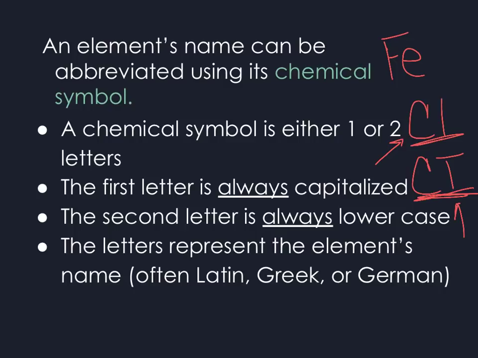Most of the time you'll notice that these letters are close to the name in English, but sometimes, like with iron, iron does not have Fe in it, but it comes from the term ferrous, which is, I believe, Latin, possibly Greek, I don't remember. But there are Greek or Latin terms, or sometimes German terms, that the element symbol is based off of.